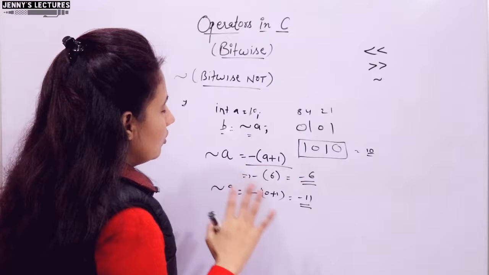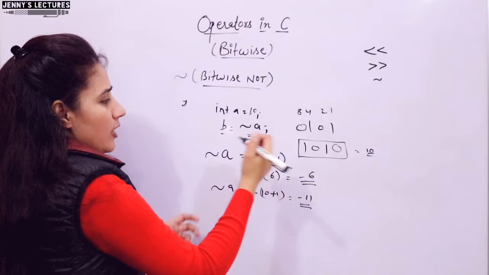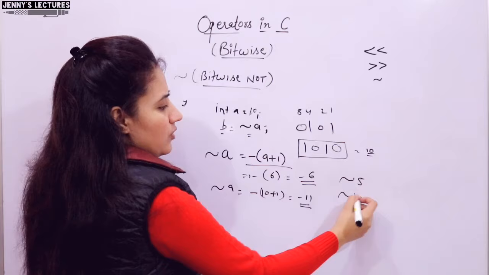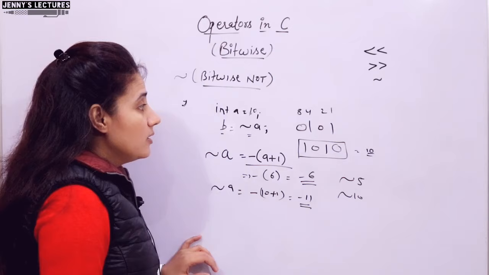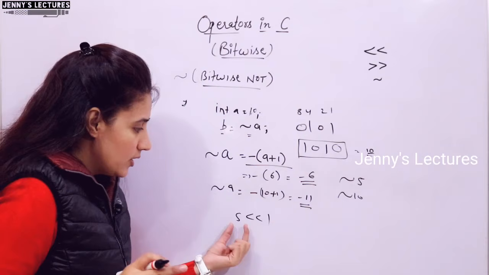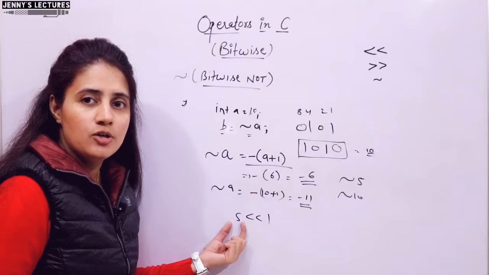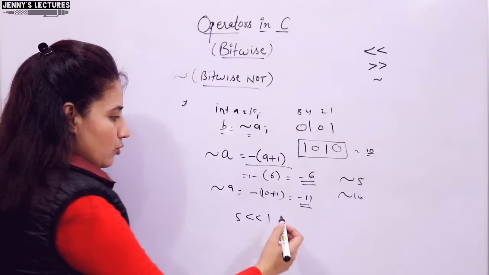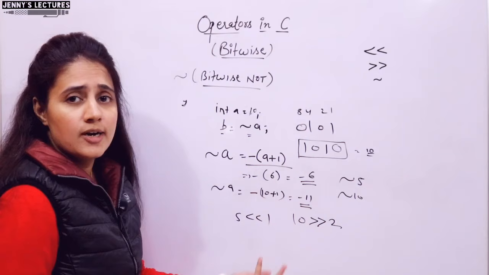And it's not that you can only use a variable here. You can also write simply negation of 5, then also you'll get the same output. Negation of 10, you can also use a constant. That is also fine. And similarly with left shift and right shift, you can write 5 left shift 1. That is also fine. Please don't get confused: this is the number you have to shift, meaning 5 needs to be converted into binary and that number needs to be shifted, and the right operand tells by how many bits, by 1 bit. Or you can write 10 right shift 2. This is also fine. You can use constants instead of variables.